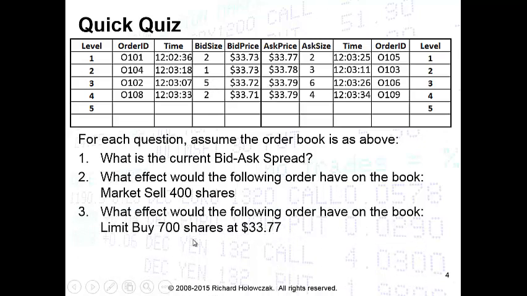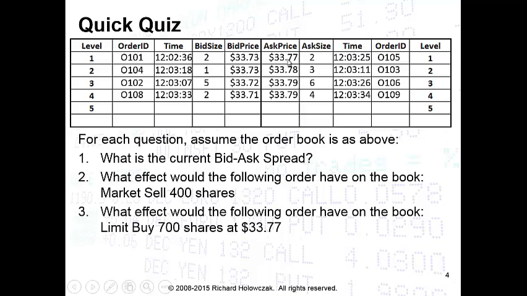What effect would the following order have on the book? A limit buy order, 700 shares at $33.77. This is what we would call a marketable limit order. It's a limit buy order, so it's a limit order. However, it's priced to already match the prevailing asking price in the market. And because it's for 700 shares, the following steps will be taken. First, this limit buy order will be filled for 200 shares at $33.77. The remaining 500 shares will go into the book as a limit buy order for $33.77.